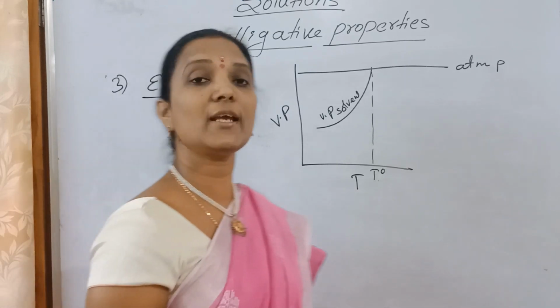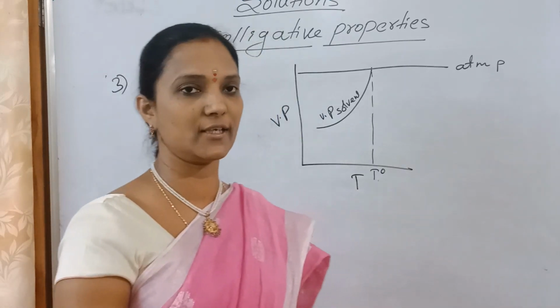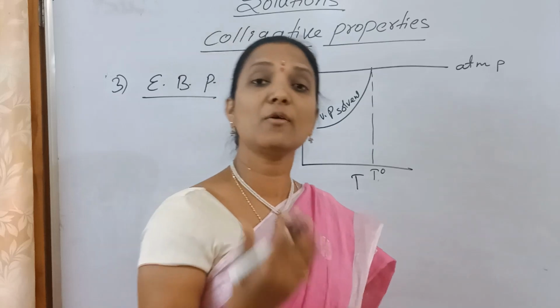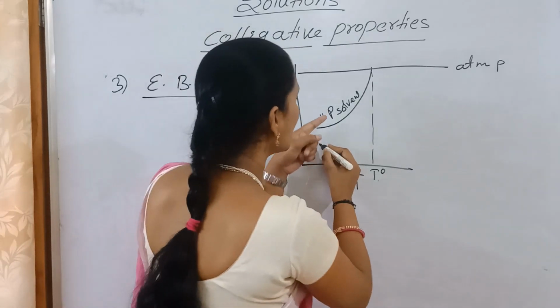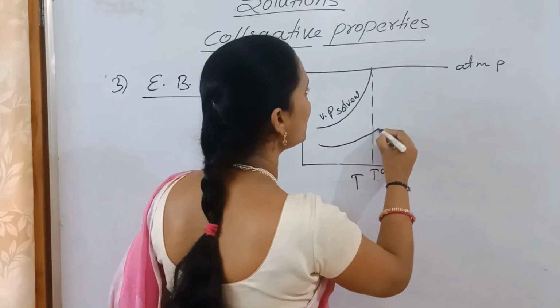To this solvent, any non-volatile solute is added. Now it is a solution. Now vapor pressure increases or decreases? Decreases. So the vapor pressure is less than this. Like this we are getting.